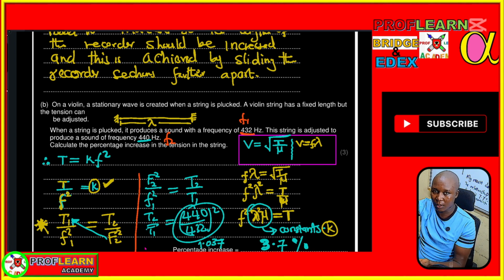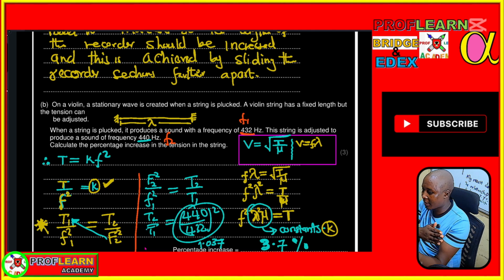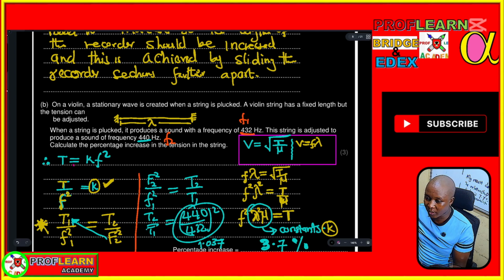So you can apply a force when you are playing your violin, enjoying the music, then the force can be adjusted, but the wire is fixed at two ends. So we can have a wire fixed at this point and fixed at another section. When the strings are plucked, it produces a sound of frequency 432 hertz. This string is adjusted to produce a sound of frequency 440 hertz.